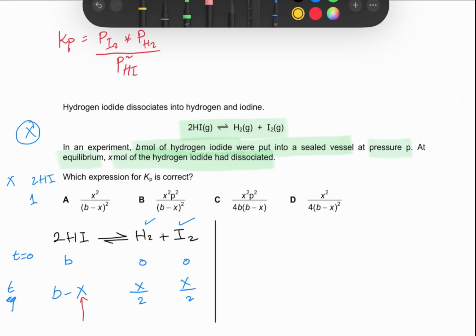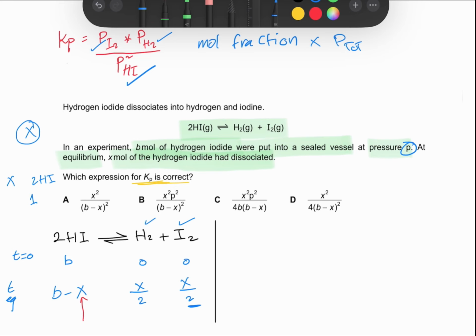The question is asking me to calculate the Kp. And we remember that the Kp has a law in which you have the partial pressure of I2 multiplied by the partial pressure of H2 over the partial pressure of HI squared. But we don't have partial pressures. We have to remember that if you want to calculate the partial pressure for these gases, you should have the mole fraction, which is the number of moles at equilibrium for a specific material over the total number of moles.